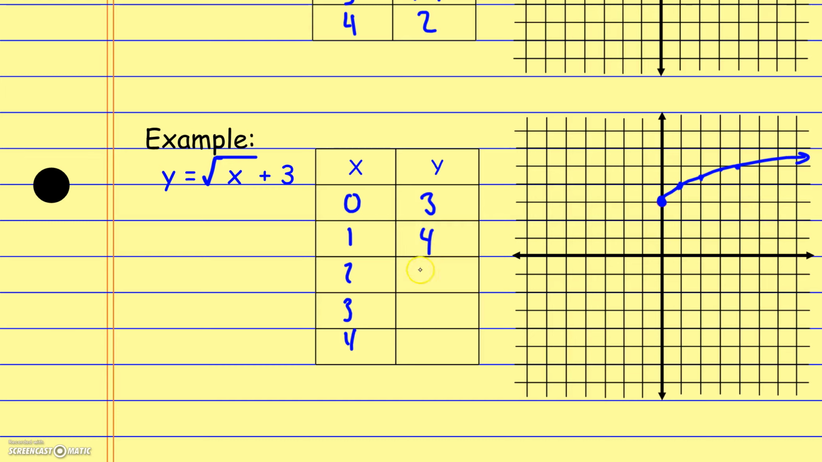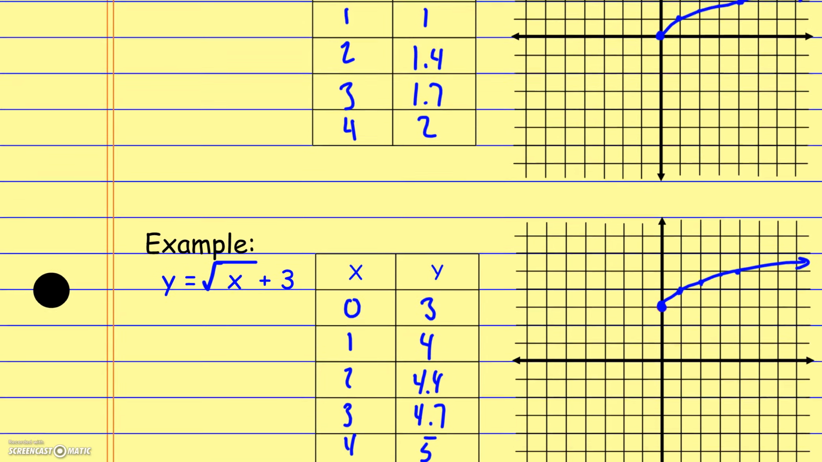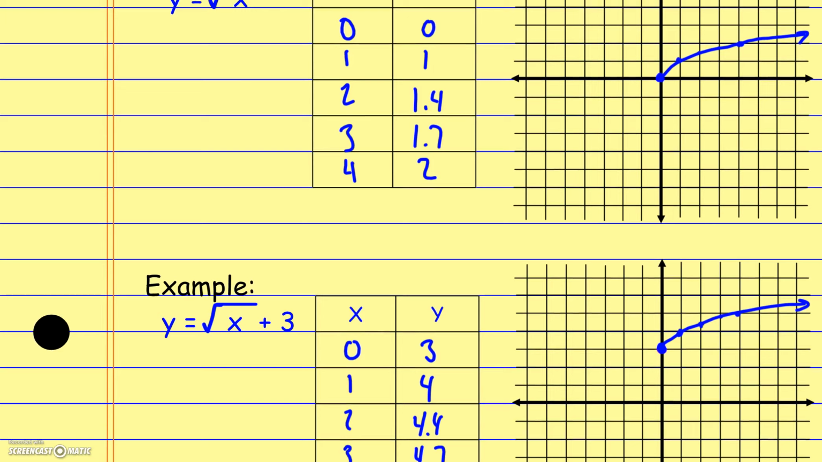Here I would get a 4. Here I'd get a 4.4, a 4.7, and a 5. Okay, and it's not that I'm plugging those in extremely quickly, but look at the ordered pairs that I had the last time, and see everything's moved up 3.